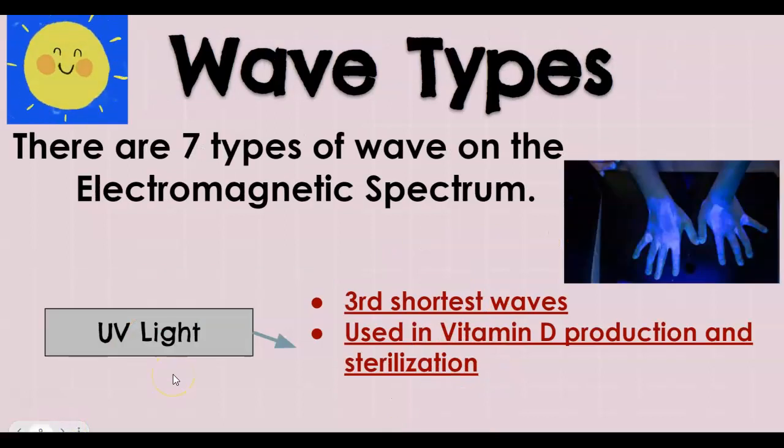And then UV light is the third shortest wave. It's used in vitamin D production and also sterilization. If you guys have been in a brick and mortar science classroom before, you might see the UV sanitation boxes for goggles. They use UV light in waste treatment plants because it's high energy and basically it runs through the bacteria or the viruses, scrambles up their DNA, and it kills them. Okay, so UV light can be used in sanitation.